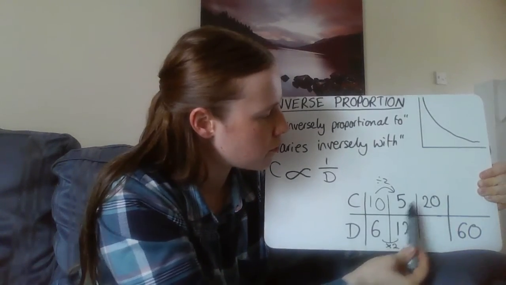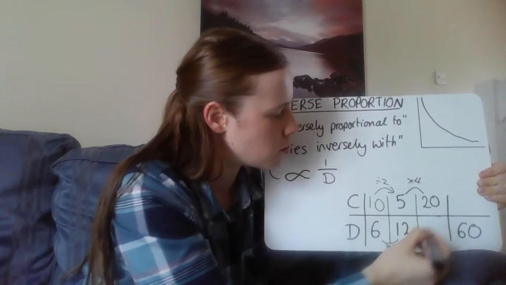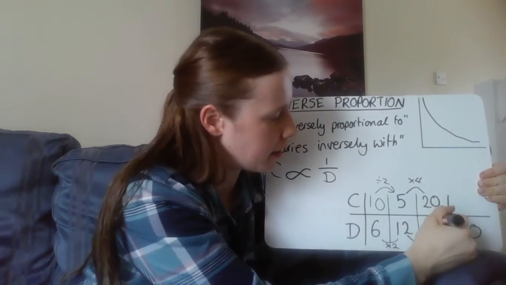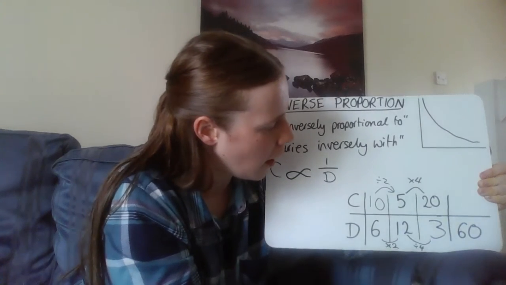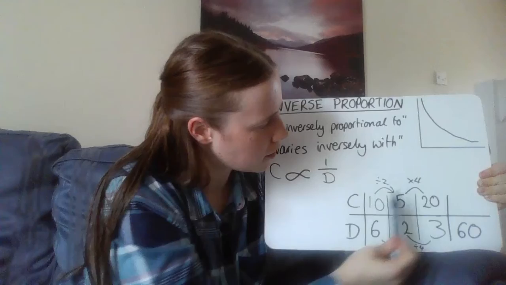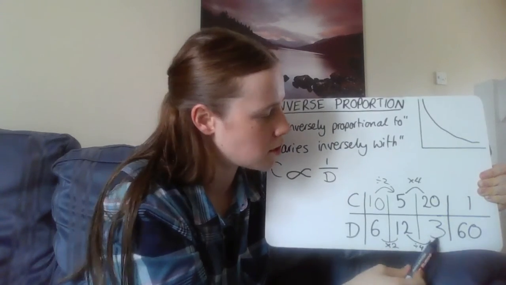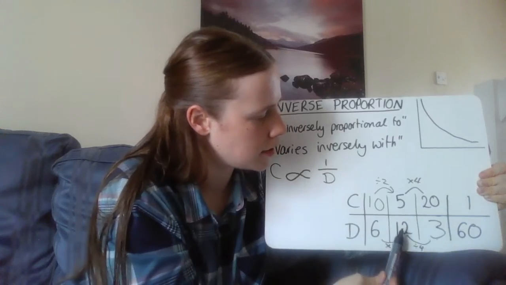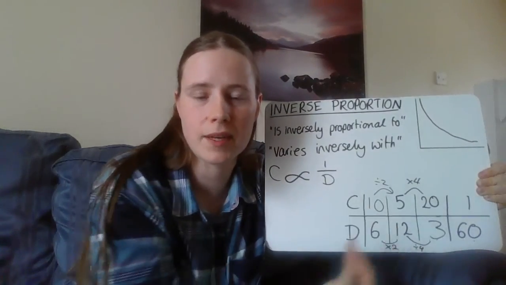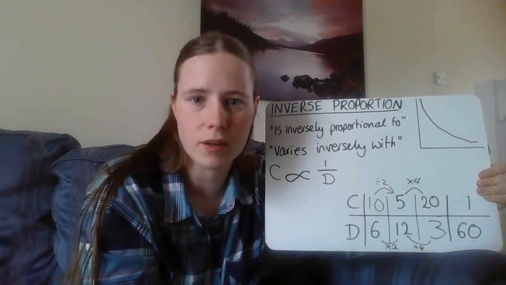Okay, to go from 5 to 20, we need to times by 4, which means that this one needs to divide by 4. 12 divided by 4 is going to get us 3. Okay, and then from 6 to 60, that's times by 10. So this one is going to divide by 10 and we'll get 1. You could also have thought of it as timesing by 20 and dividing by 20, or timesing by 5 and dividing by 5. It will work from any one to any other one, as long as you remember when one multiplies, the other one divides.